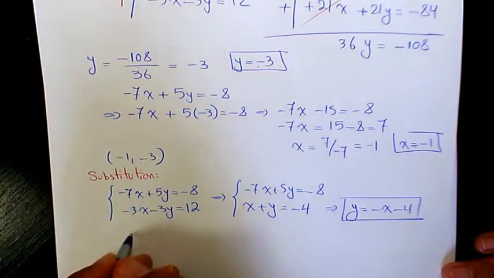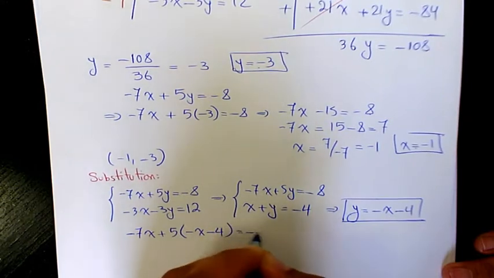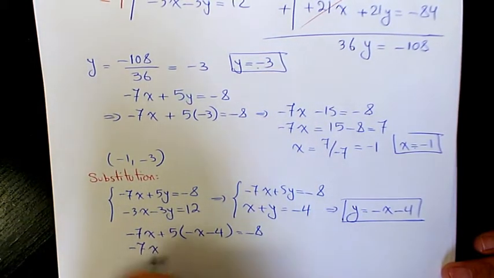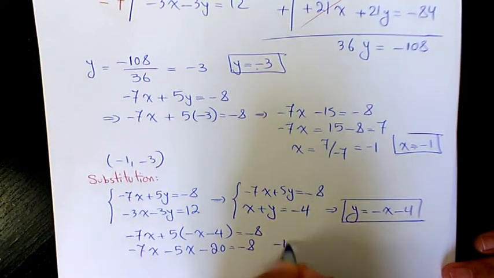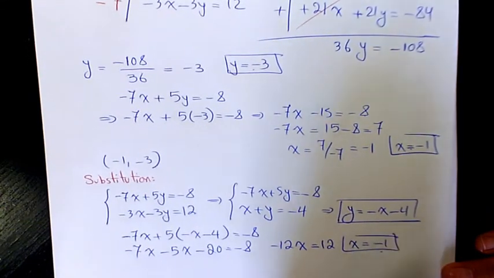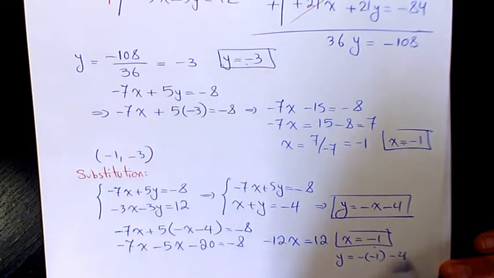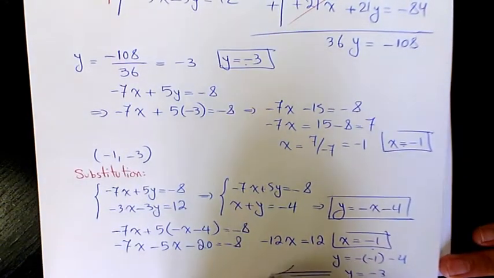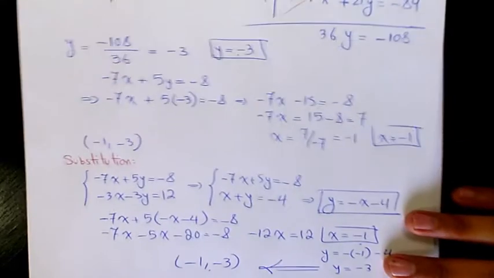Then you sub it in the first equation. Negative 7x plus 5 times (negative x minus 4) equals negative 8. So we have negative 7x minus 5x minus 20 equals negative 8. We have negative 12x equals 12, so x will be negative 1. So you sub it there, it's going to be negative times negative 1 minus 4, which is going to be negative 3. Therefore, the point of intersection is exactly the same as the answer we got from the elimination method. Let's do another example.